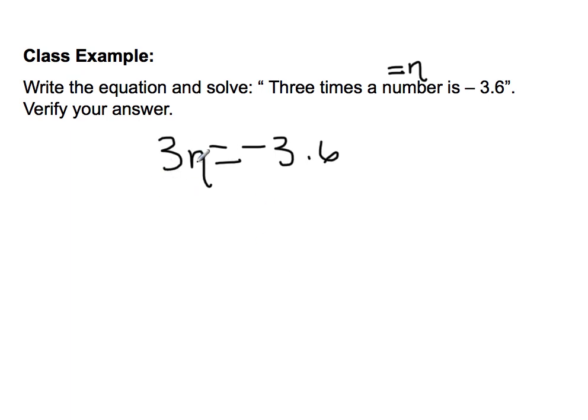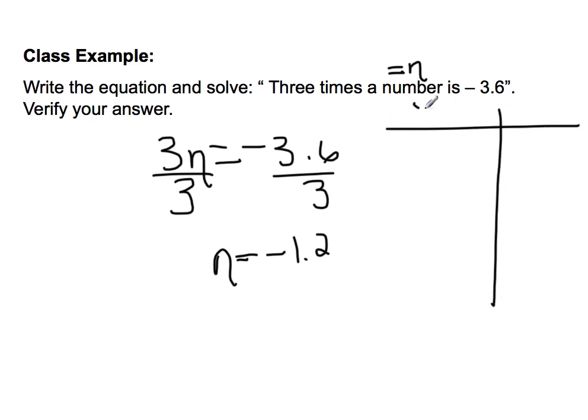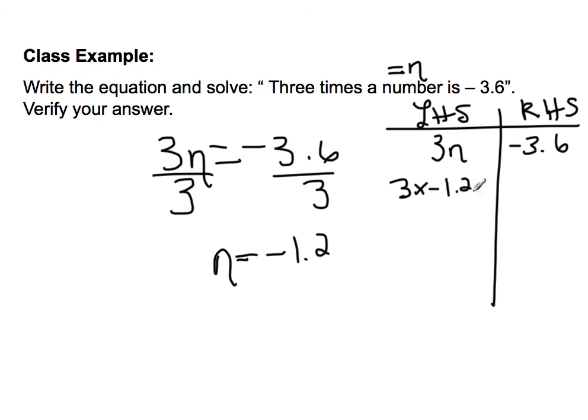We have our equation. We know we're multiplying here, so to undo a multiplication, we divide. And we have n is equal to negative 1.2. It does say to verify, so I'll verify this one just because it's a little different. Left-hand side, right-hand side. Sorry for the clicking, I don't have my little pen with me. I'm doing this on a mouse. So 3n, negative 3.6. Wherever I see an n, I'm going to replace it by negative 1.2, and I get negative 3.6. The left-hand side equals the right-hand side. I know I've done it right.